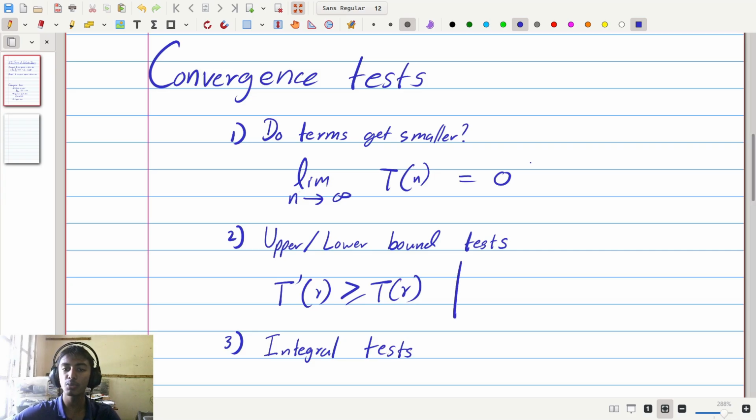Or we could have the case where we have a lower bound, in which case we have t dash of r being less than or potentially equal to t of r. Now in this case, of course, it's a lower bound.